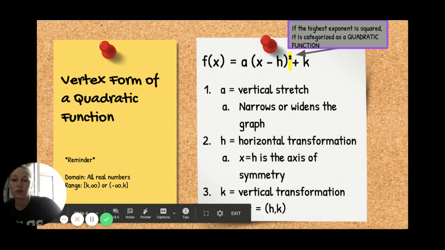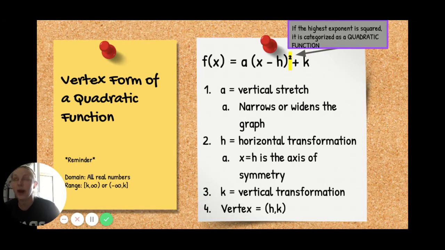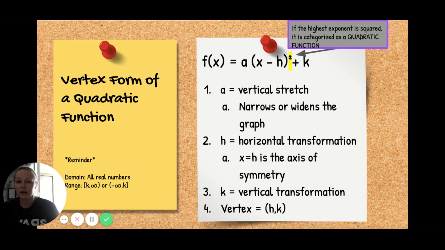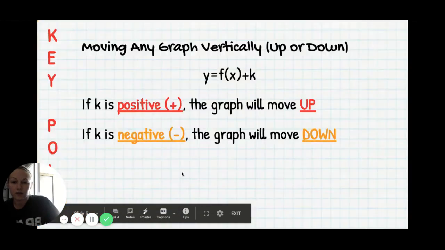Also, I wanted you to remember that the domain for every single quadratic function we've ever looked at this year and are ever going to look at this year is all real numbers. And then our range is either going to be whatever k is that comes from our vertex to positive infinity, so meaning it's greater than or equal to whatever k is, or negative infinity to k, so that k is that number in our vertex representing the y part of our coordinate. So if it's flipped over, it's going to be less than or equal to whatever that is.